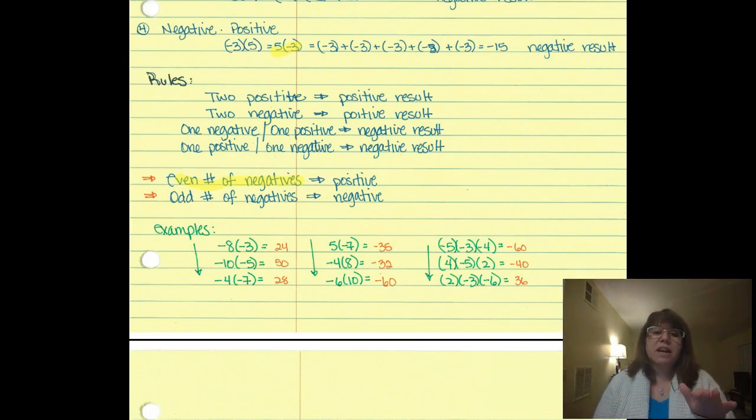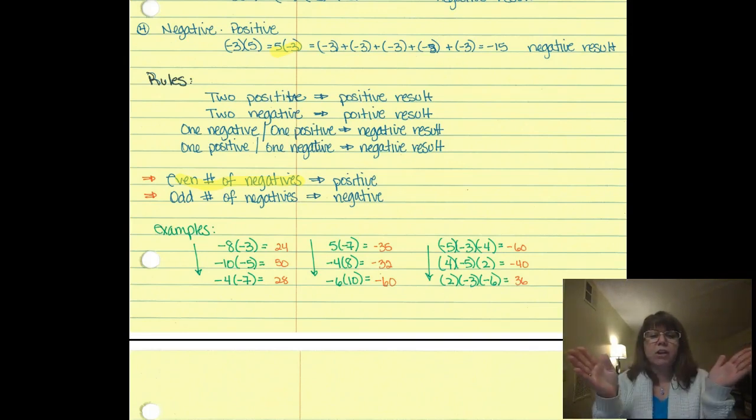Odd number of negatives will result in a negative. The cool part about that is I can have a whole long line of numbers and it's all multiplication, and I want to know what the solution is. I can handle the sign of the result right in the front, right in the beginning. And as soon as I take care of the sign, I don't have to worry about the sign anymore.